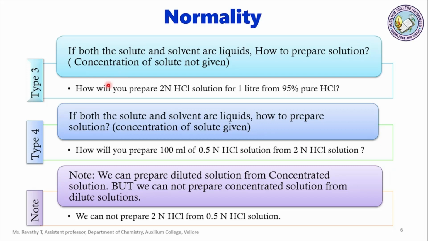Here, normality and volume is given, W is unknown. The only hint which we need to observe in the question is density and purity of solute. Example question of this type is, how will you prepare 2N HCl solution for 1 liter from 95% pure HCl? Here density of HCl is missing, but it is a standard value.